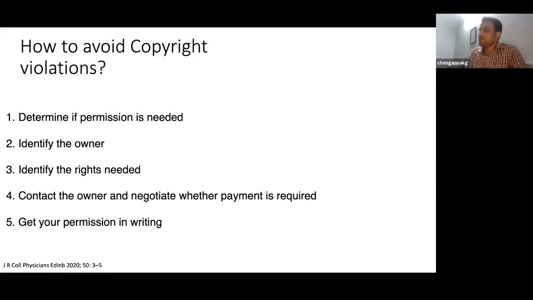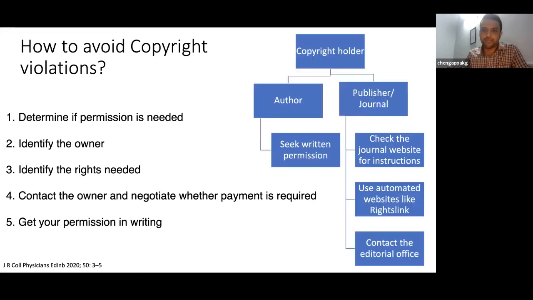Now since there is email, it has become simpler. People can just send you an email and that can be kept as proof. So you just contact the copyright holder. If the copyright holder is the author, you email the author and seek written permission. If it is a publisher, you can check the journal website for instructions on how to check for copyrights. Or you could use automated websites like RightsLink, which will automate your copyright application. Or you could directly contact the editorial office if the website is not clear.